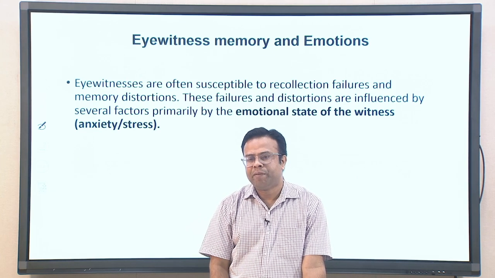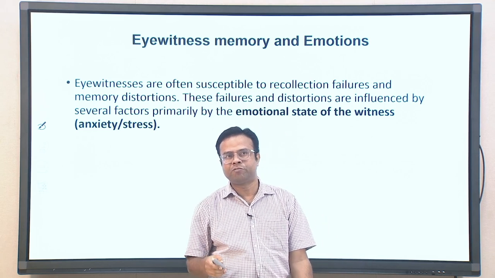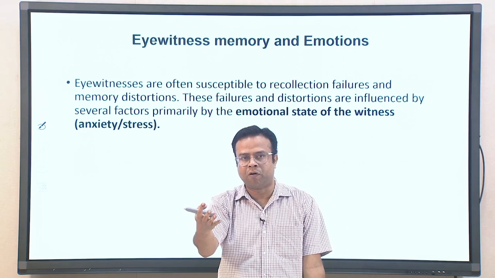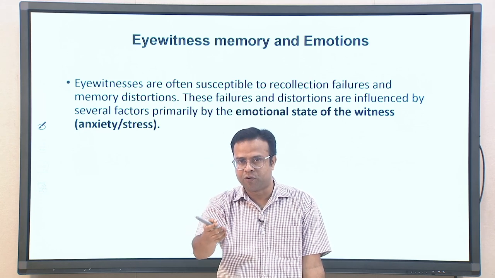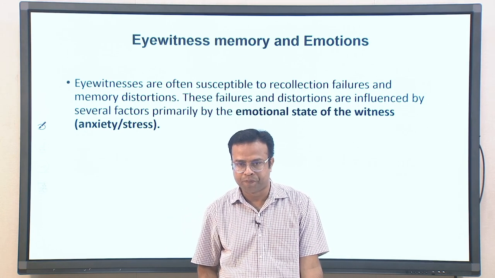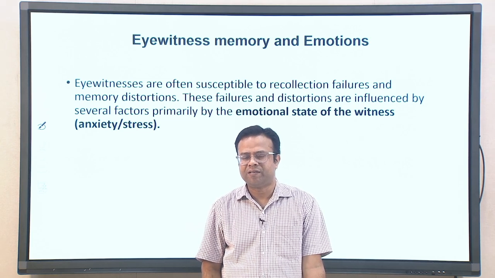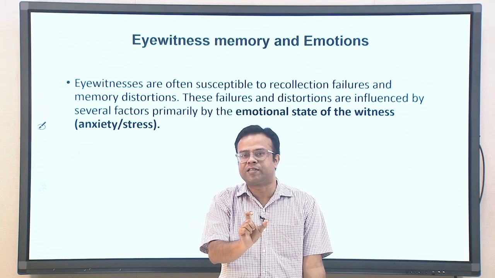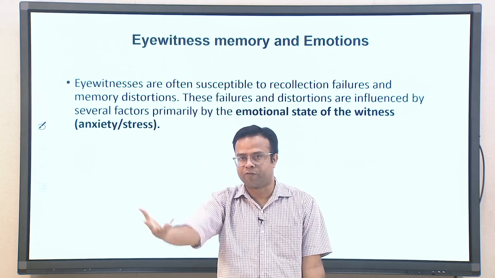So, how could emotion influence eyewitness memory? In eyewitness memory, emotion is included automatically, simply because you are witnessing a crime scene or a very extraordinary situation, and emotions are bound to happen there. So, basically emotion is by default there in eyewitness memory. These failures and distortions can be influenced by many factors, primarily the emotional state of the witness, which could lead to errors in the recall of the event.